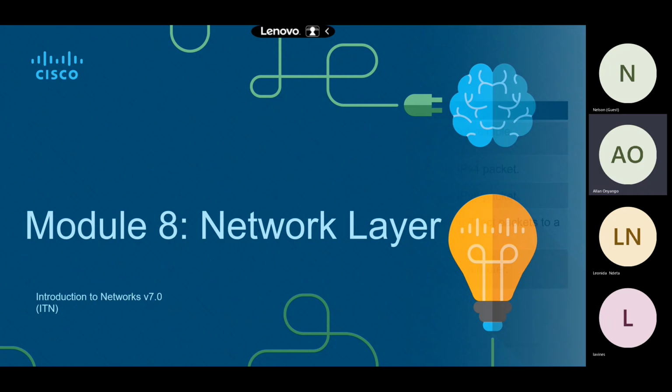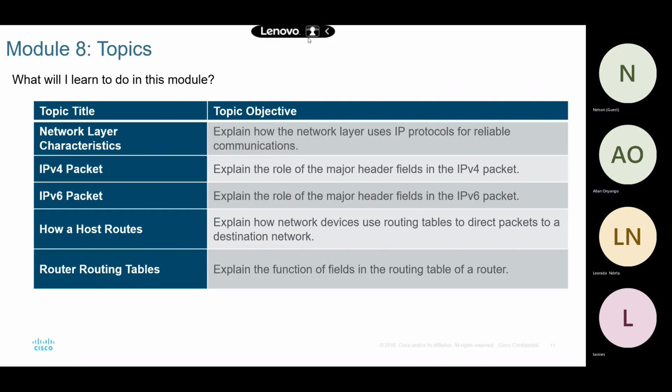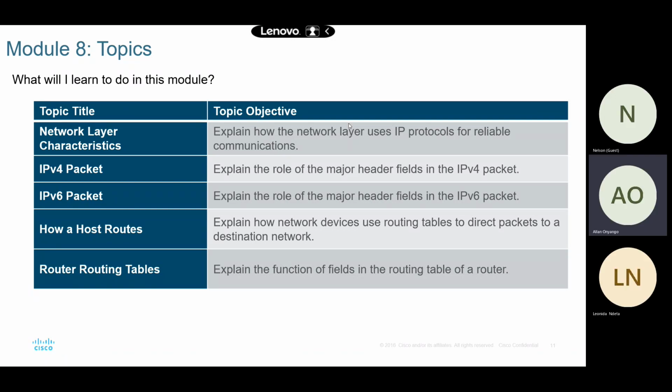So throughout this chapter, we'll explain how the network layer uses IP protocols for reliable communications. And then, specifically, we talk about IP version 4, and then we talk about IP version 6 packets. Remember, the packet is the PDU at layer 3. So we look at the differences between the packet for IPv4 and the one for IPv6, and why IPv6 is more efficient than IPv4, why IPv6 is a more secure packet.